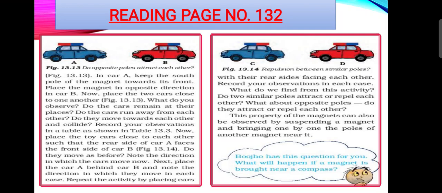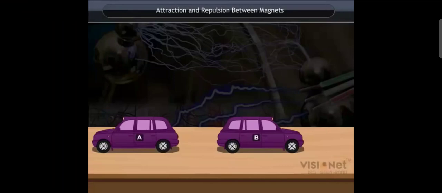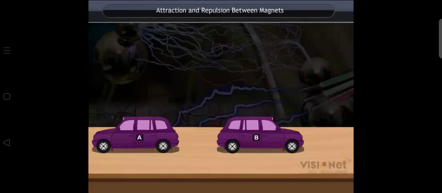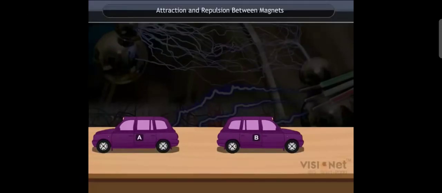What do you observe? Do the cars remain at their places or do the cars run away? Let us try to understand this activity with a simple activity where you will understand the concept of attraction and repulsion between magnets. So here you can see we have taken two toy cars. Now let us see this video to understand the attraction and repulsion process. Attraction and repulsion between magnets.